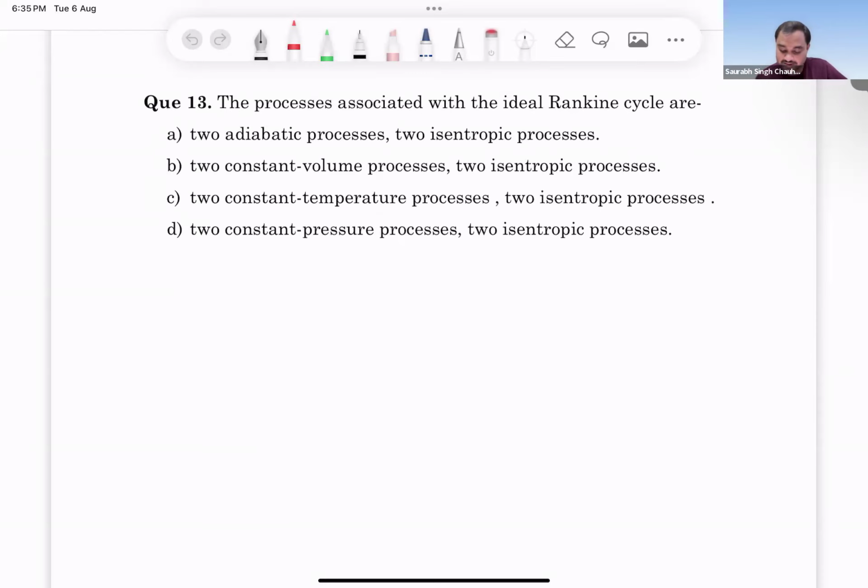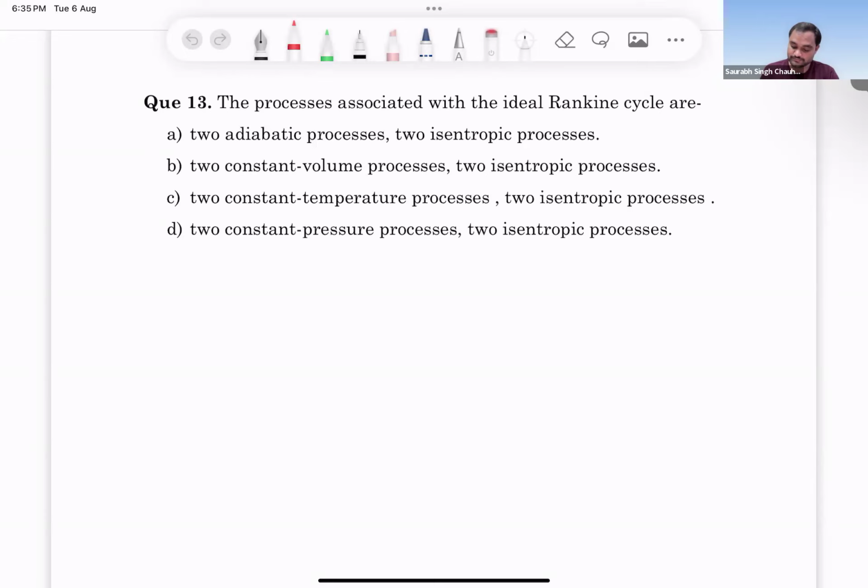Option A says two adiabatic processes, two isentropic processes. No, there are two constant pressure processes as well. Option B says that constant volume process and two isentropic process. No, there are two isentropic process, but there are two constant pressure process. Option C says that two constant temperature process and two isentropic process. No, this is also not correct.